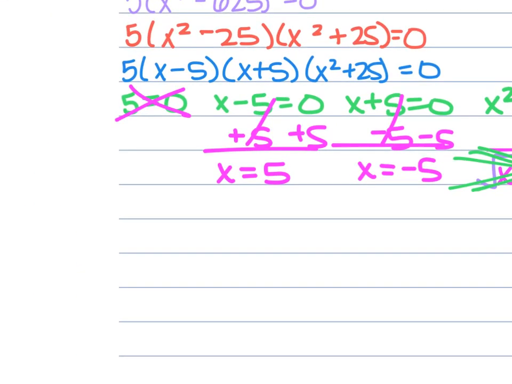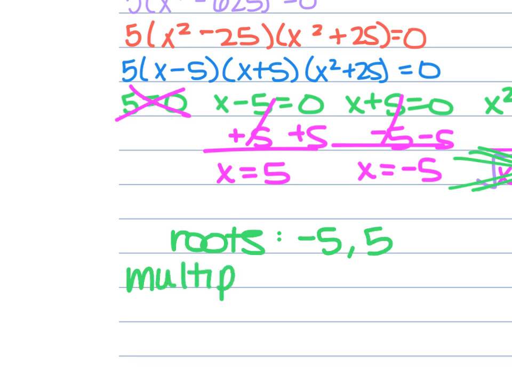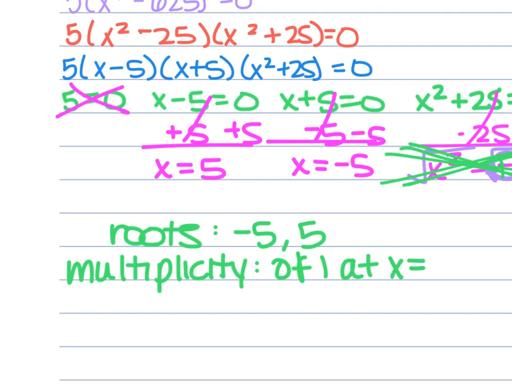So your roots are only x is equal to negative 5 and positive 5. Your multiplicity is of 1 at x is equal to negative 5 and positive 5.